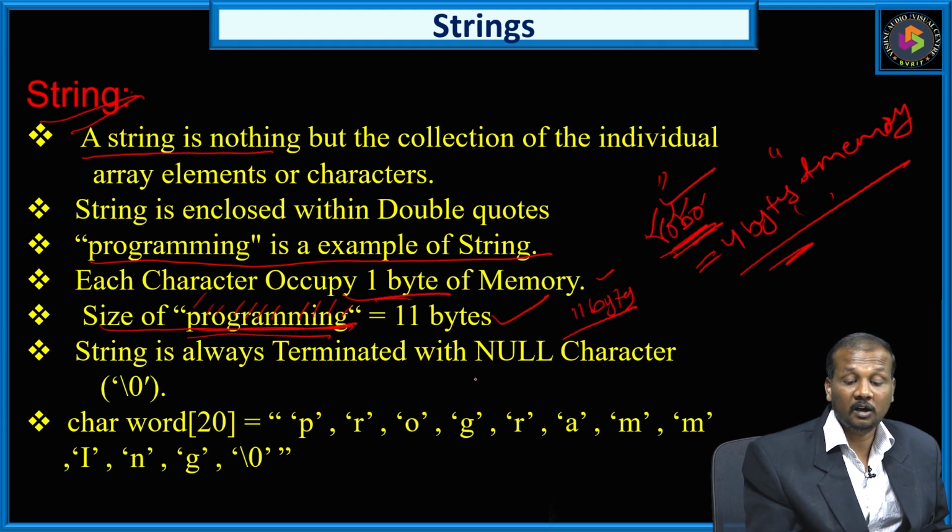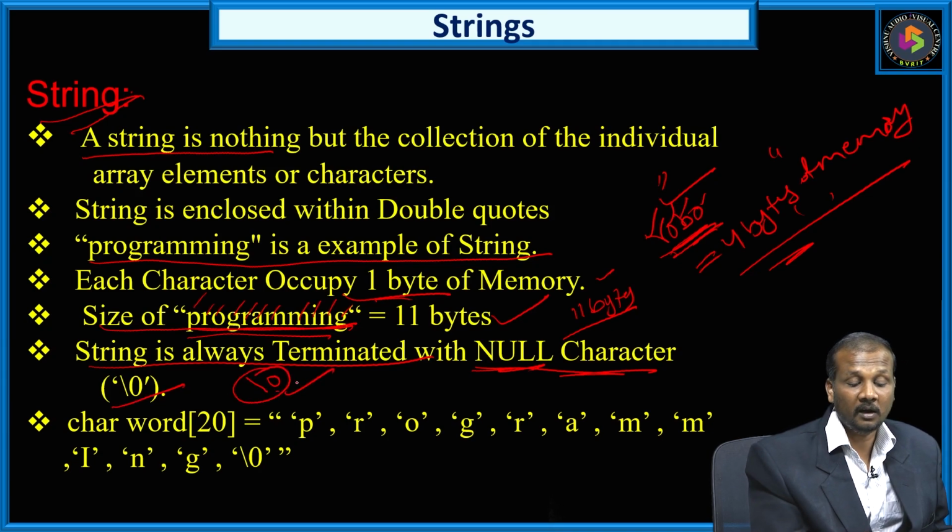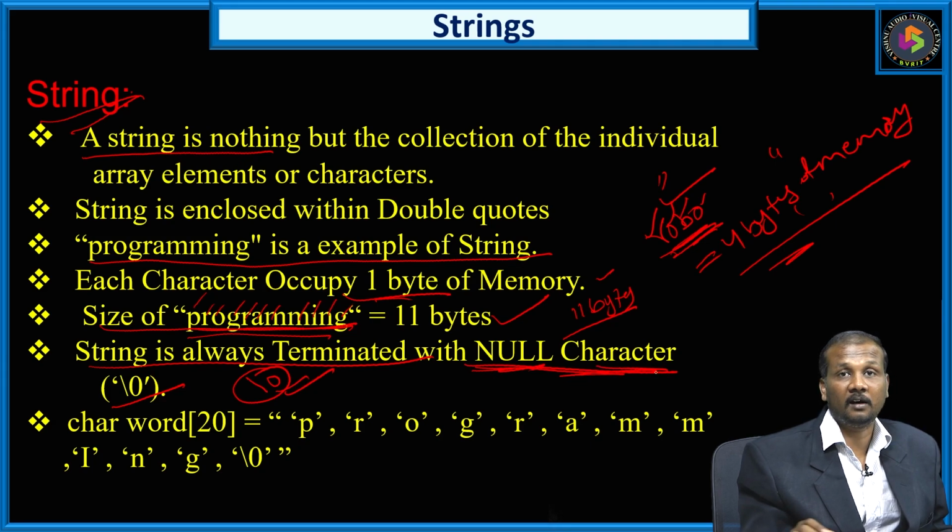A string is always terminated with a null character. What does terminated mean? It is the end of the string. It is written using the \0 symbol. \0 means the end of the string. Each and every string ends with a null character.